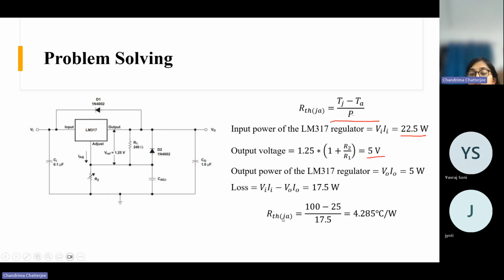And so you can calculate the loss, which is the difference of input power and output power. And from there, you can calculate the thermal resistance from junction to ambient, which is 4.285 degrees Celsius per watt. This is the maximum thermal resistance. It should be less than or equal to this, not more than this, so that you can restrict your junction temperature at 100 degrees Celsius. Okay.